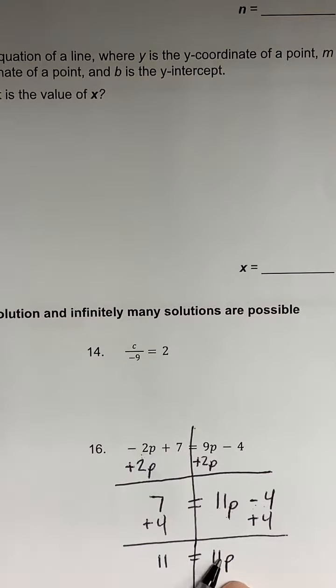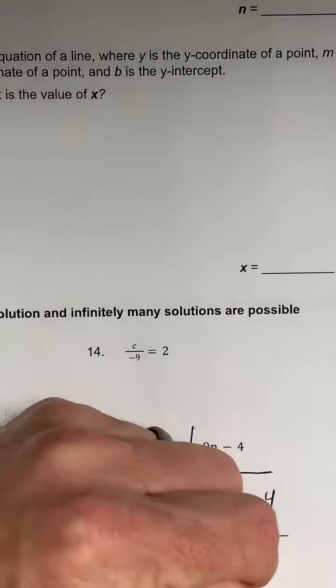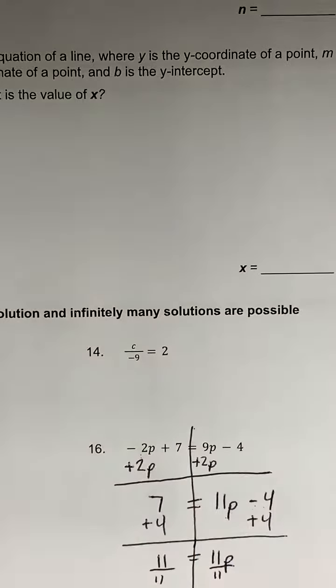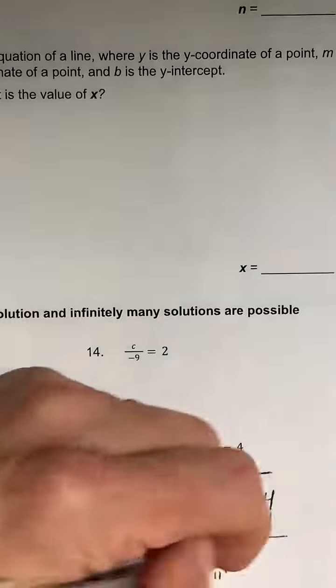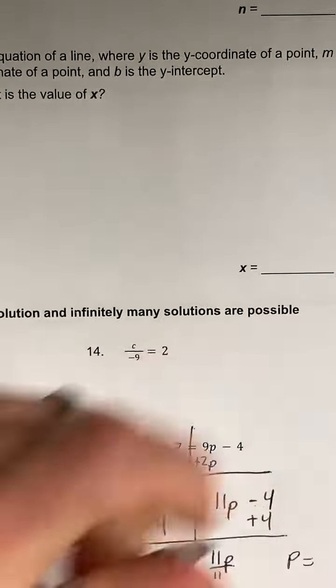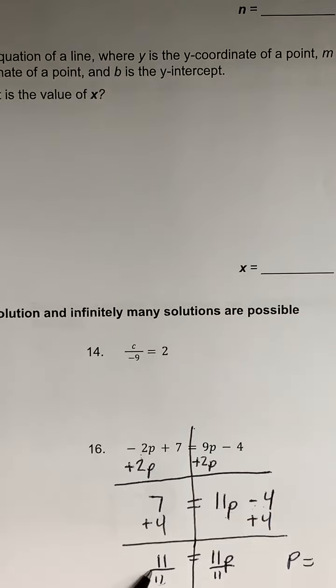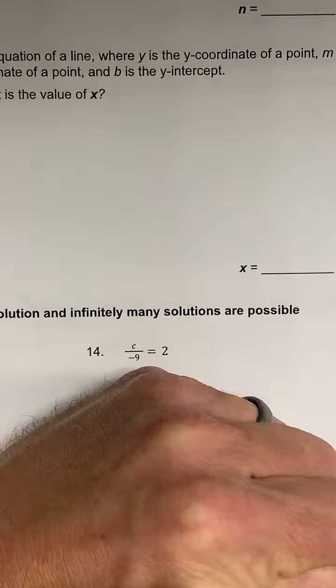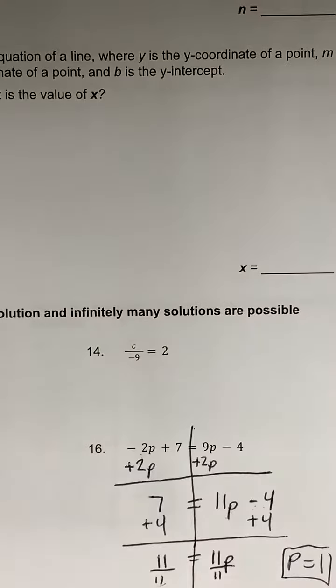So this is 11 times p, and you move things by doing the opposite. So the opposite of timesing would be to divide. So if I go divide by 11, then when I rewrite it, the only thing left over here is p. And then on this side, we have 11 divided by 11. 11 divided by 11 is 1. So p equals 1, and we have solved for p. Awesome.